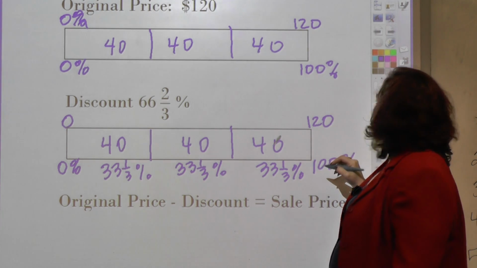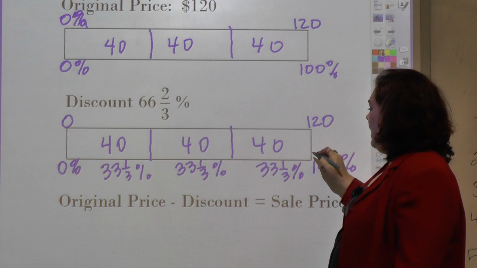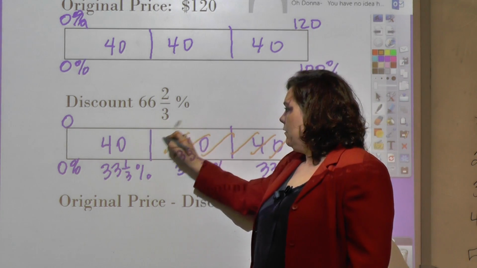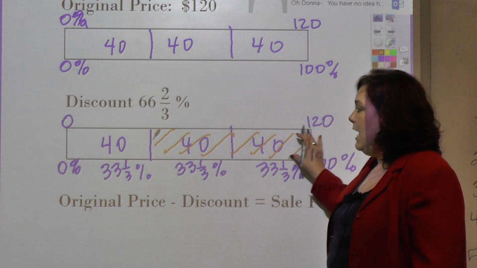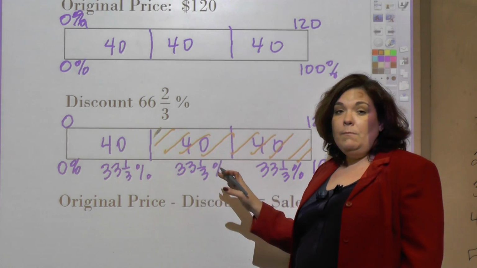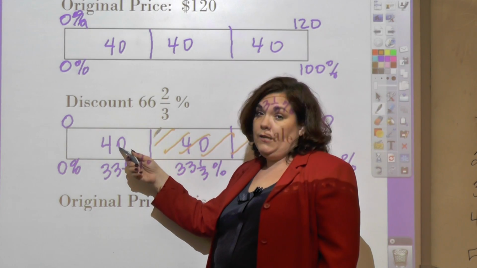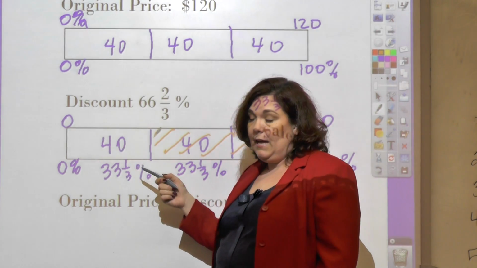And I'm going to take out 66 2/3%. So that takes that off. That's money that I'm not going to be charged. So the amount remaining is $40, and that's what I'm going to pay.